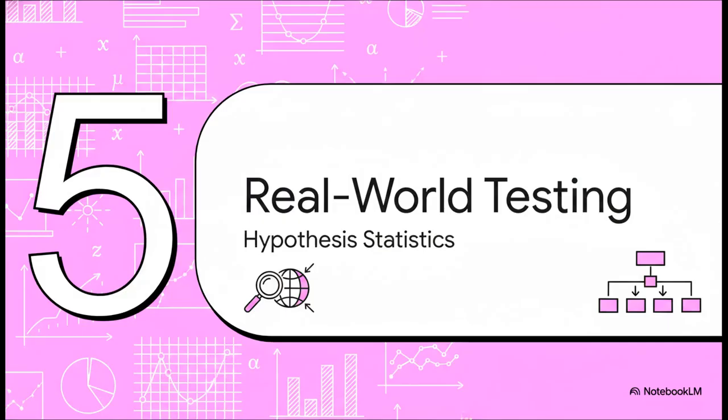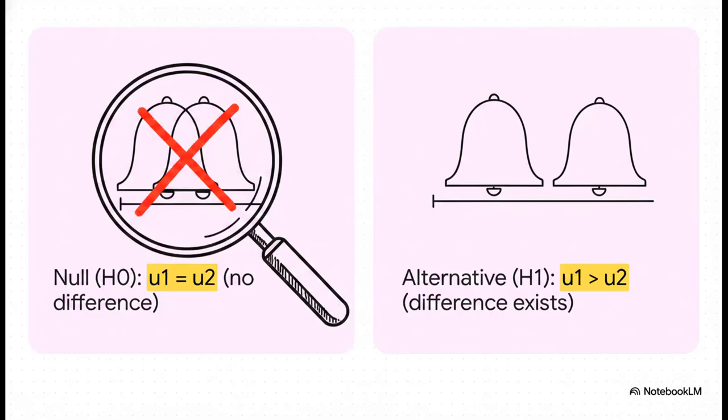So, the crucial point is knowing how this all applies when it's time to actually crunch the numbers. Let's look at real-world hypothesis testing. When you finally get to your statistics, this is what it looks like. mu1 equals mu2 for the null hypothesis. That means the mean of group 1 is exactly the same as group 2. There is no difference. Your alternative hypothesis might look like mu1 is greater than mu2, meaning a difference does exist.